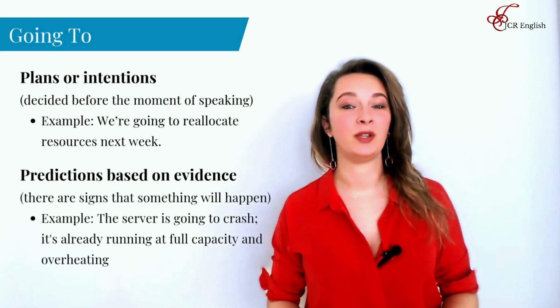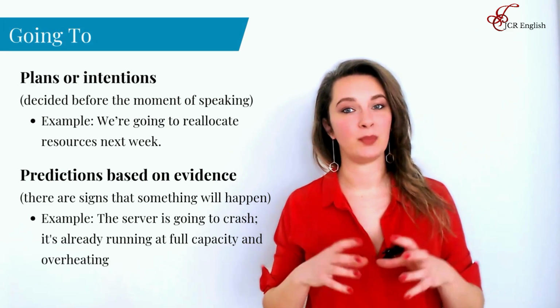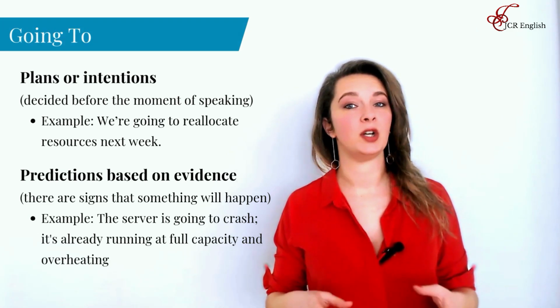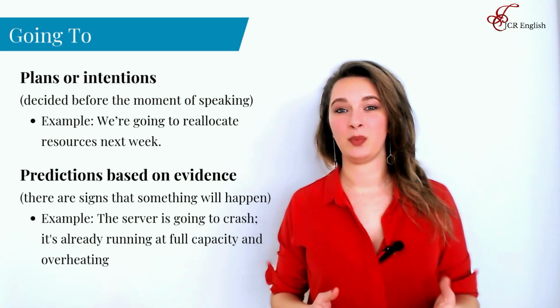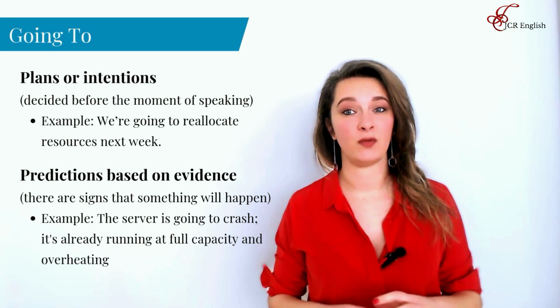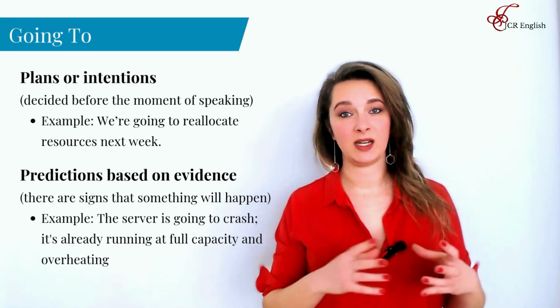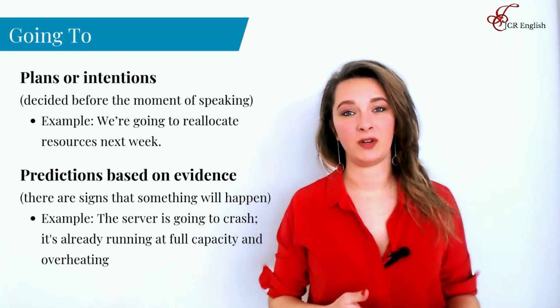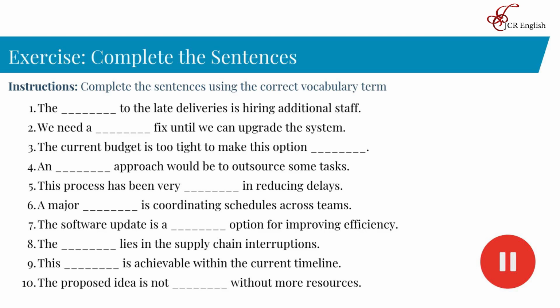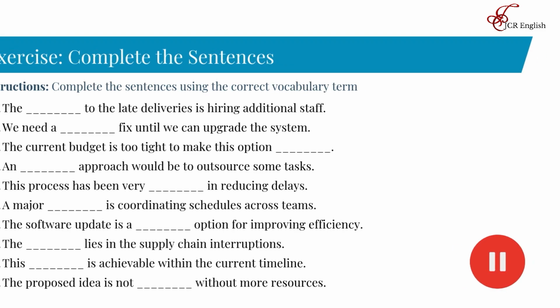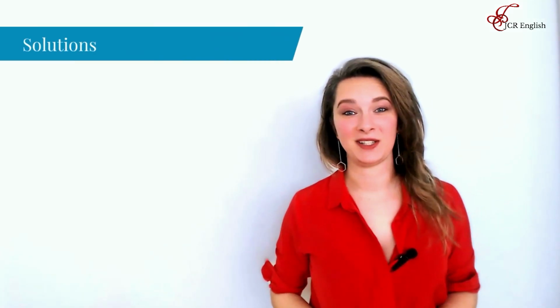And we also use going to talk about predictions based on the present evidence. So when there are signs in the present that something will happen in the future. For example, the server is going to crash if we don't fix this soon. So we can now see that there's something wrong with the server, and we concluded that something is going to happen to it soon. Let's practice. Fill in the gaps with going to or will and the correct form of the verb in brackets. And now let's take a look at the solutions.